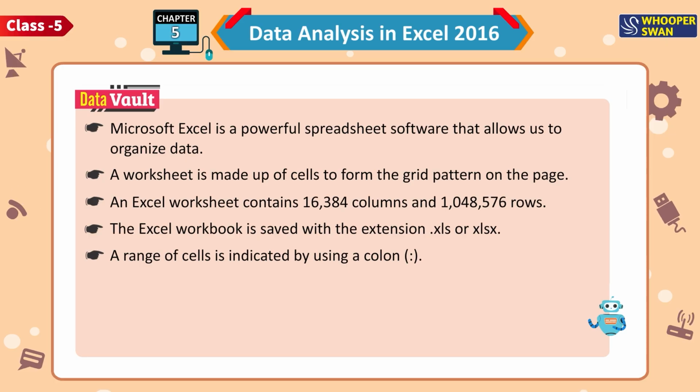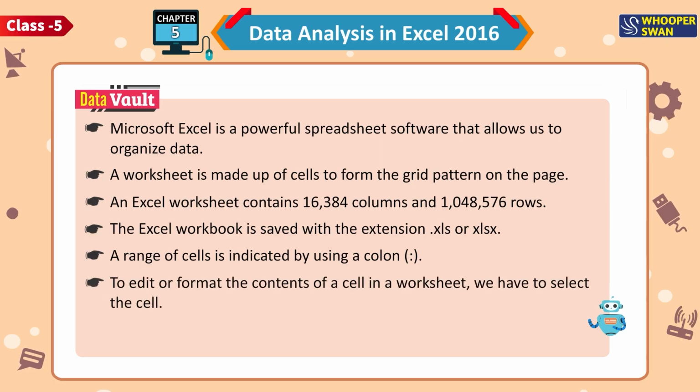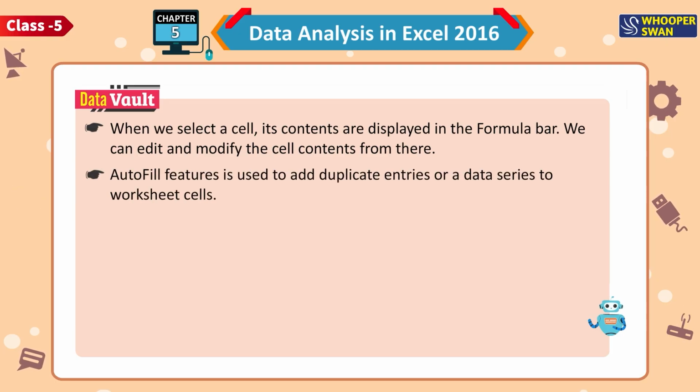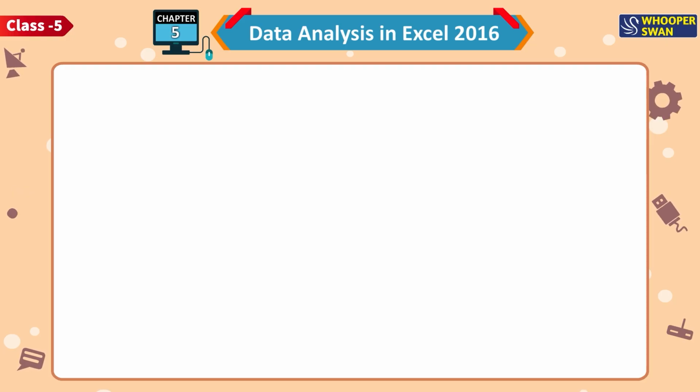A range of cells is indicated by using a colon. To edit or format the contents of a cell in a worksheet, we have to select the cell. When we select a cell, its contents are displayed in the formula bar. We can edit and modify the cell contents from there. The AutoFill feature is used to add duplicate entries or a data series to worksheet cells.